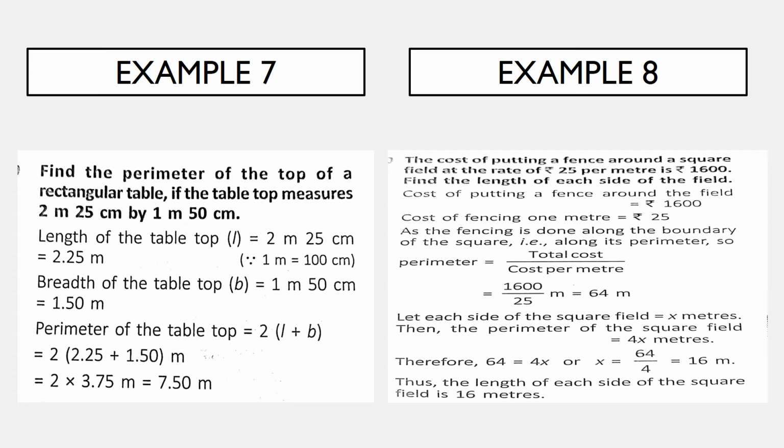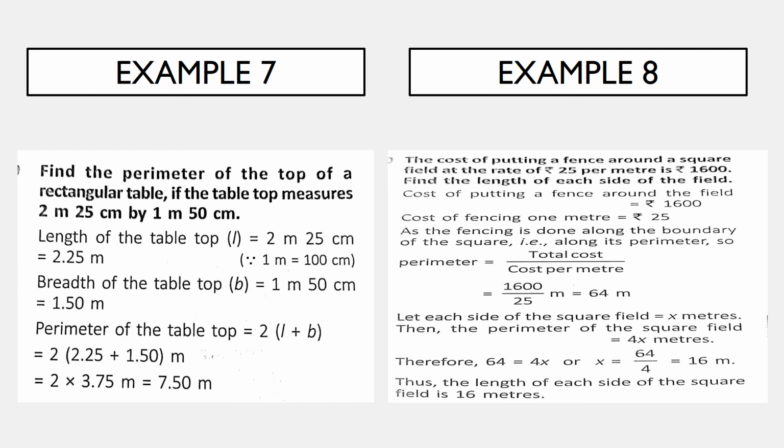Example 8. The cost of putting a fence around a square field at the rate of 25 rupees per meter is rupees 1600. Find the length of each side of the field. Now the cost of putting fence around the field is equal to rupees 1600, and cost of fencing 1 meter is given 25 rupees. Now, as the fencing is done around the boundary of the square, so the perimeter of the square will be equal to what?